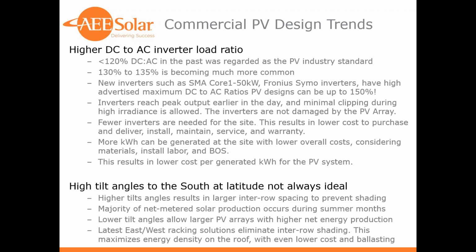So anyway, in this case, even if you are loading your inverters to higher output, you're generating more kilowatt hours for the customer each year, because the inverters will reach their peak output earlier in the day. You have minimal clipping during very high irradiance that's allowed, and the inverters are not damaged by the high loading. You end up using far fewer inverters at the site, with lower cost to purchase, deliver, install, maintain and service them, fewer warranties to buy, and fewer inverters to hook up to monitoring and look at, and it results in much lower cost per generated kilowatt hour for your PV system.